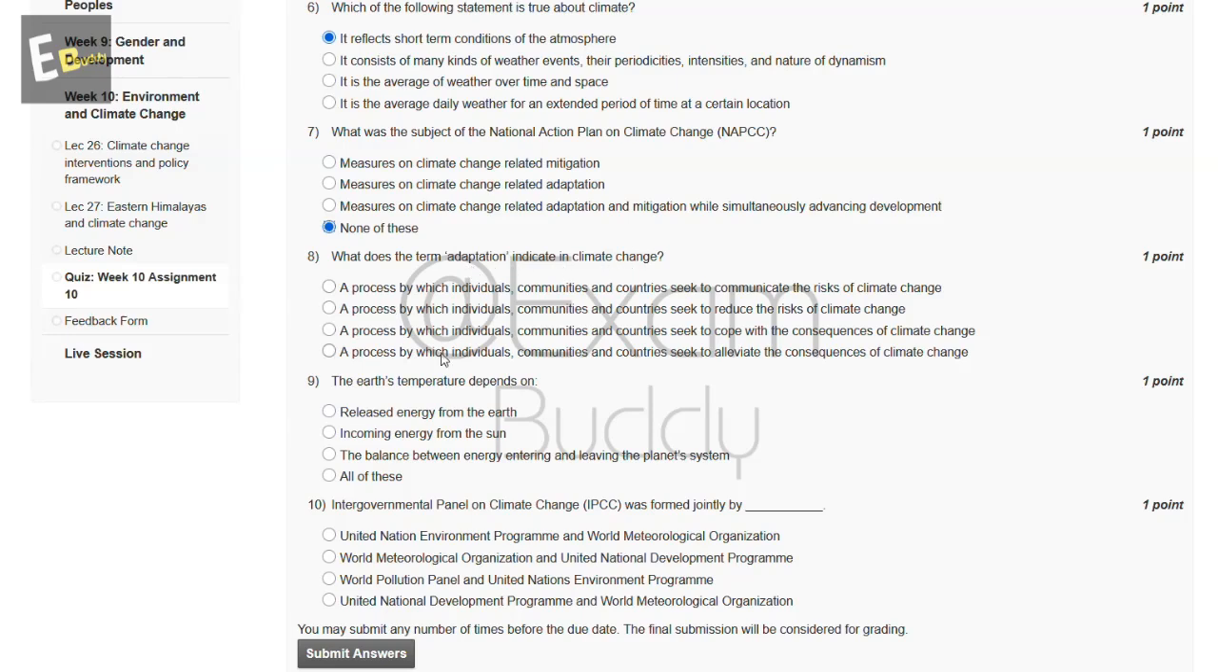Now the eighth question is what does the term adaptation indicate in climate change? So these are the options. And the answer of our eighth question is C, a process by which individuals, communities, and countries seek to cope with the consequences of climate change.